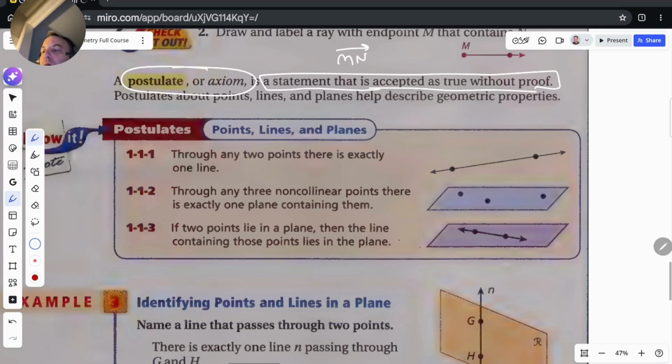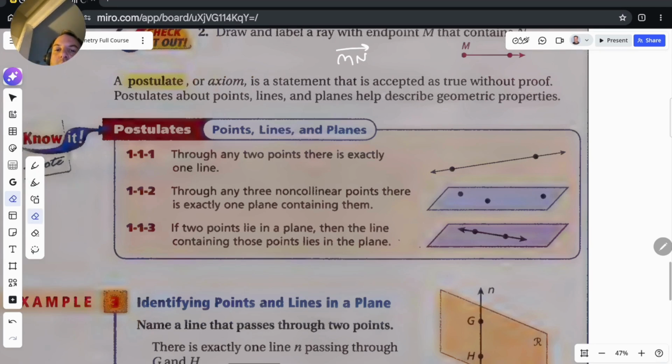Now let's take a look at each one here on our board. Here you are with 1.1.1. It says that through any 2 points, there is exactly one line. So that means if you pick any 2 dots, you can always draw exactly one straight line through both of them. No more, no less. So there's only one way to connect 2 points with a straight line.